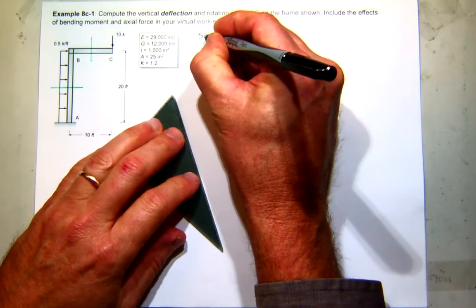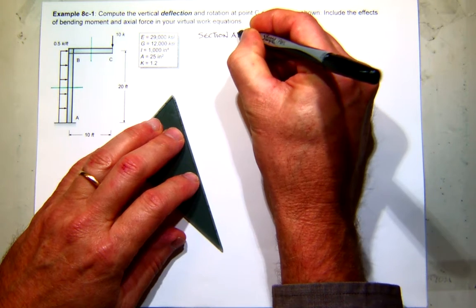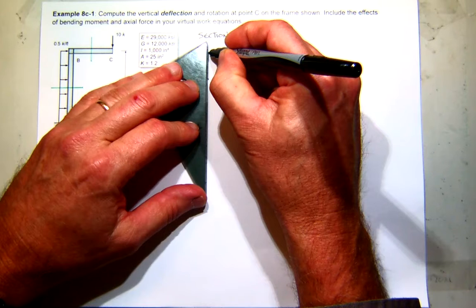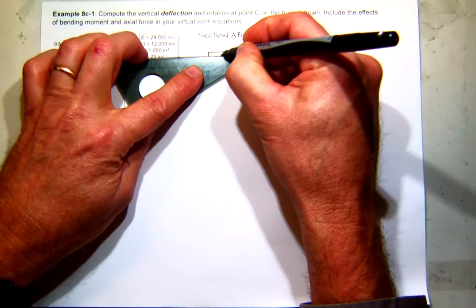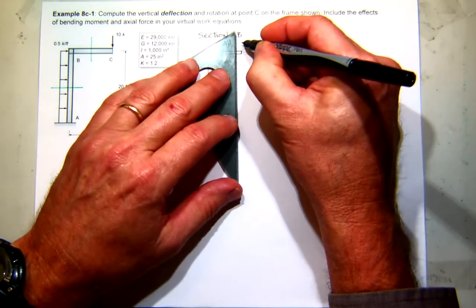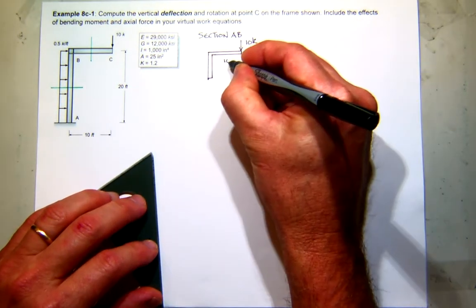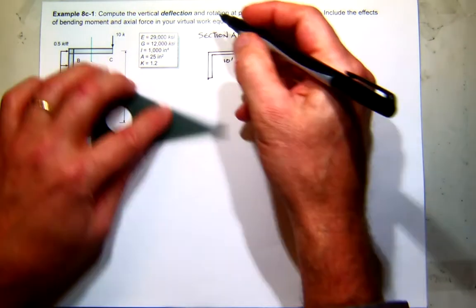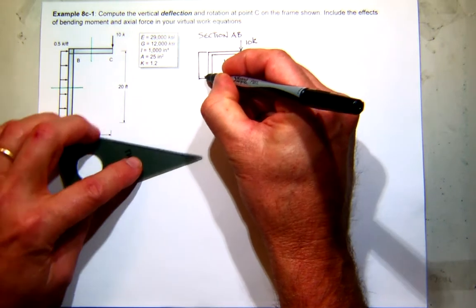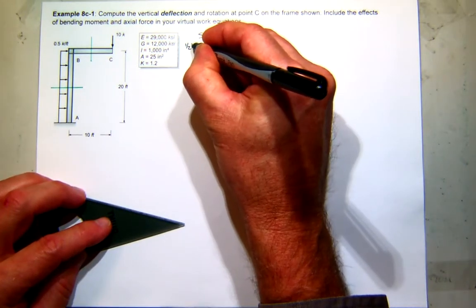So here will be section AB. And I'm going to see if I can draw this. So there's the chunk. At the free end there's my 10 kip force, and that has a distance of 10 feet. Over here, acting horizontally, is a distributed load, and that's half a kip per foot.